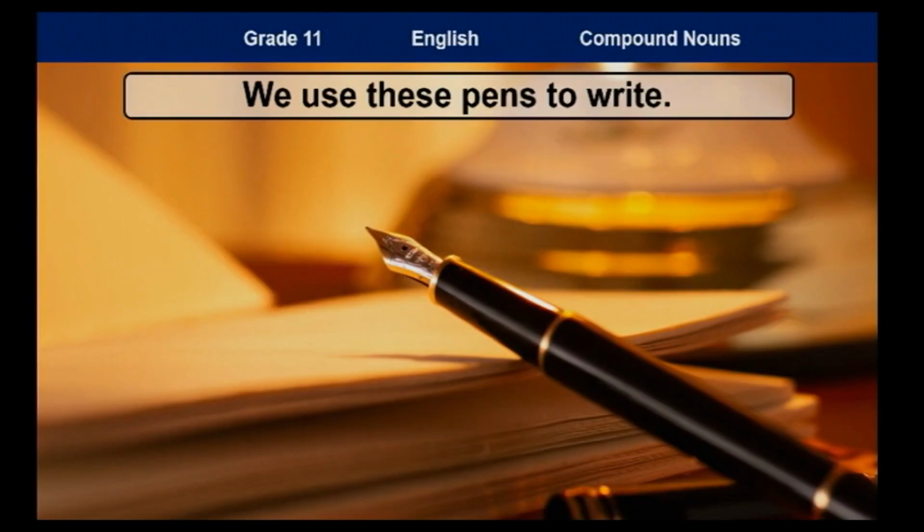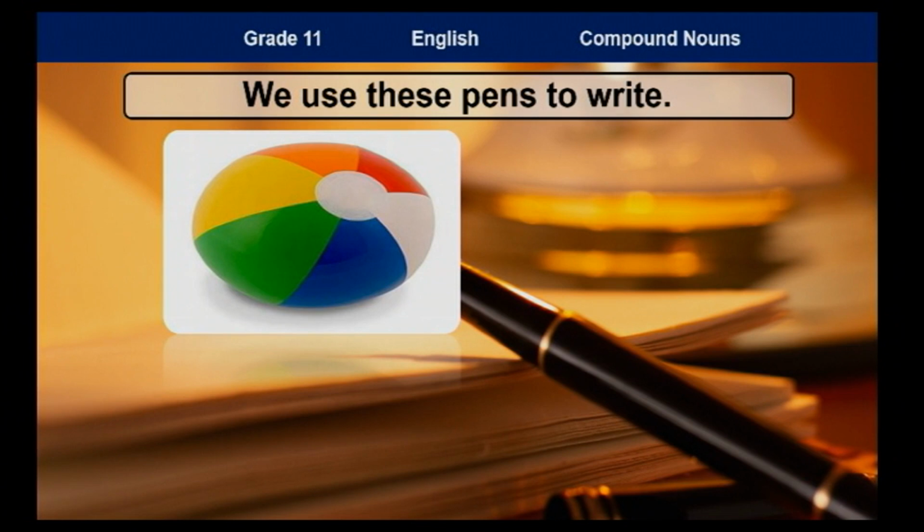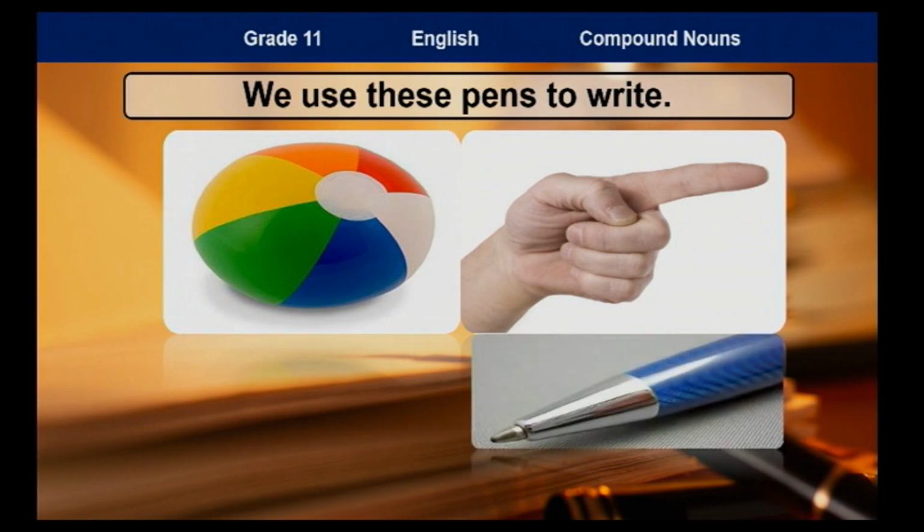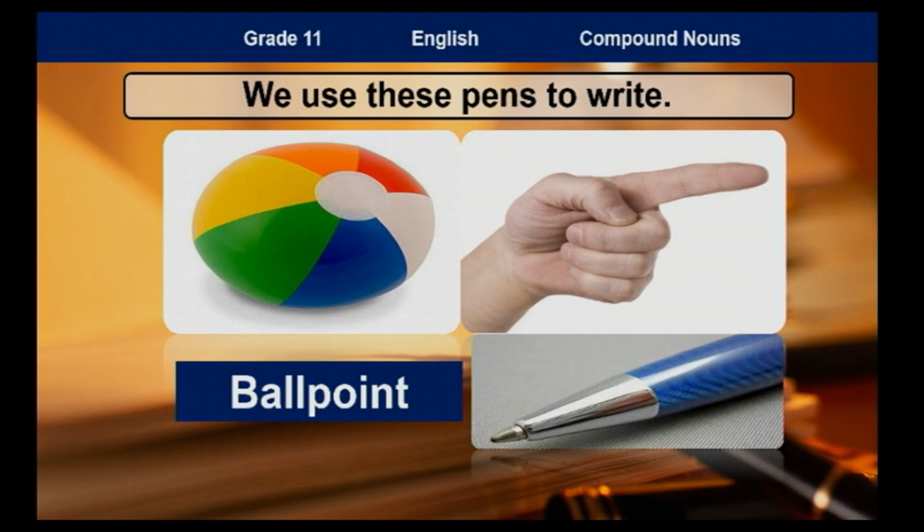Look at the second picture. Do you have a pen? Yes. What kind of a pen do you have? I have a ballpoint pen. There is a ball and a pointed finger. They together make a ballpoint pen. Ballpoint. Let's have a look at the third.